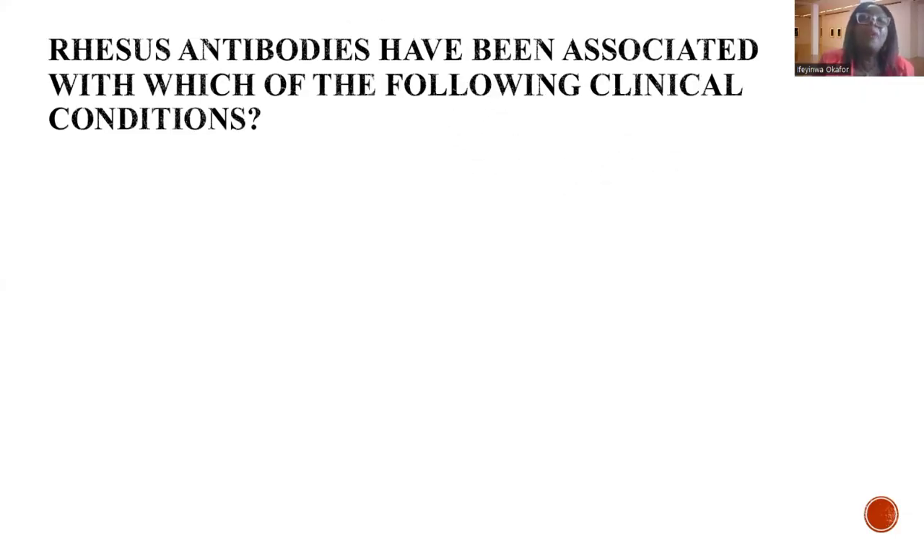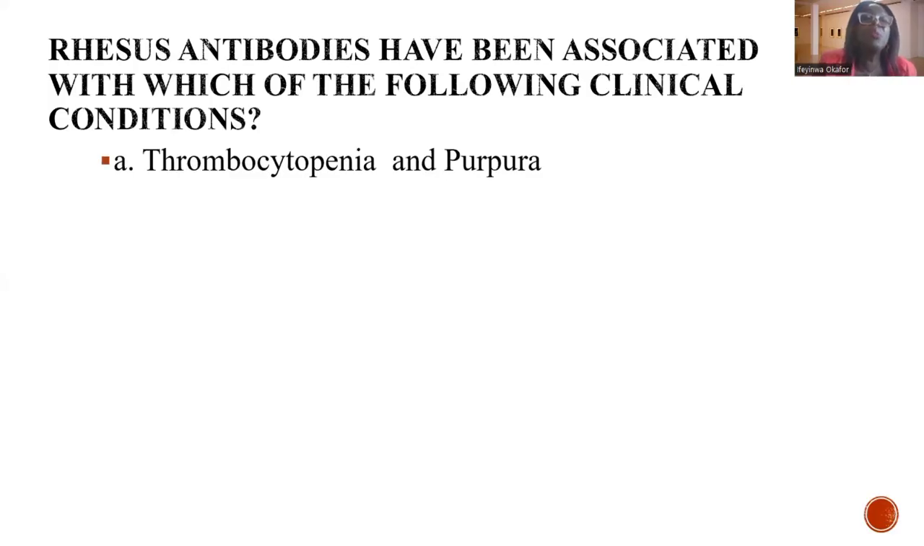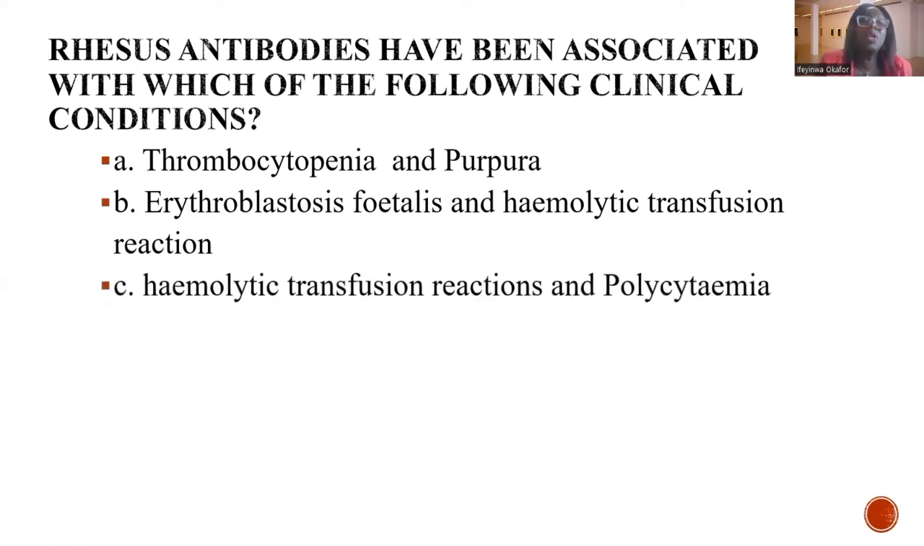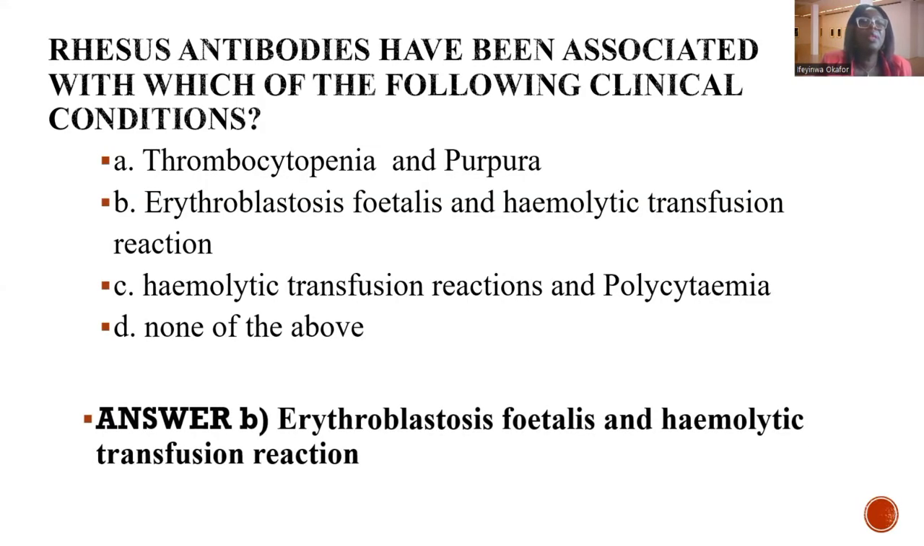Rhesus antibodies have been associated with which of the following clinical conditions? Number one, thrombocytopenia and purpura. Number two, erythroblastosis fetalis and hemolytic transfusion reaction. Number three, hemolytic transfusion reaction and polycythemia. Number four, none of the above. Answer is B, erythroblastosis fetalis and hemolytic transfusion reaction.